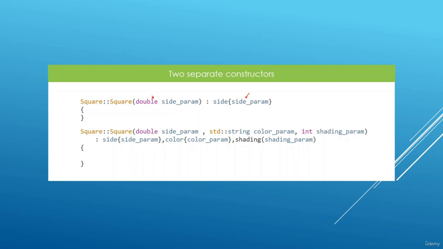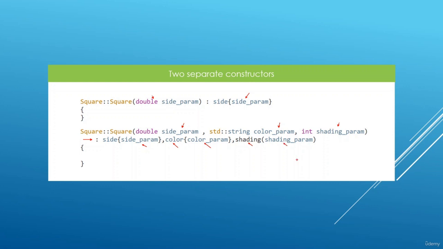But it is possible. So the second one is going to take three parameters: side param, the color, and the shading. But notice that it is also leaving out the position. I have left this out on purpose because I have something to show you a little later in this lecture. So this constructor is also using our initializer list here. Side is going to be initialized with side param, color is going to be initialized with color param, and shading is going to be initialized with shading param here. This is going to work.